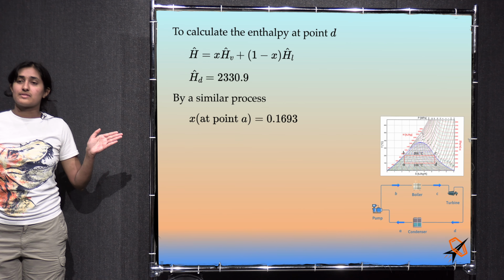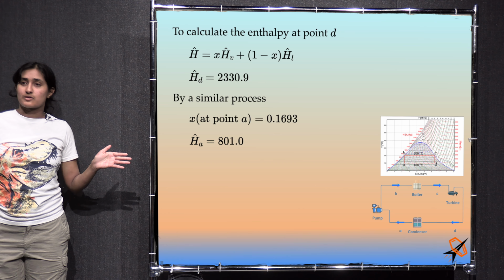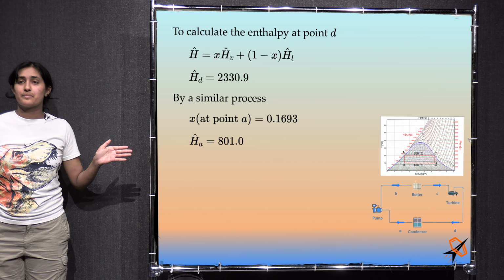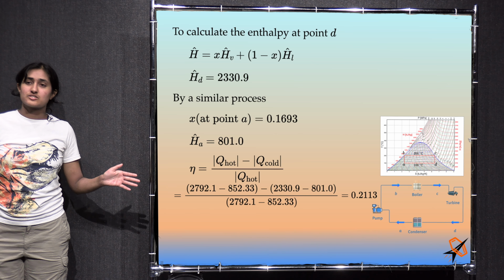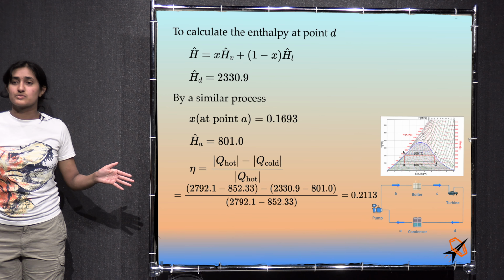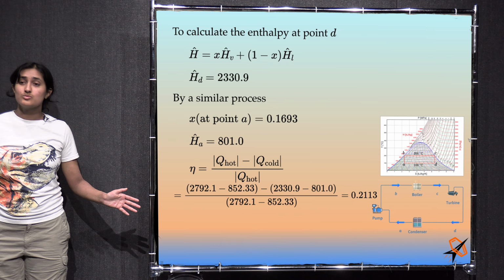And that lets us calculate that the enthalpy at point A is 801. Finally, we can calculate the efficiency of the cycle as either being the net work by combining the change in enthalpy for the turbine and for the pump, or we can calculate Q hot minus Q cold, and plugging in either of those with all the enthalpy values that we've calculated, we get that the Carnot efficiency is 0.2113.